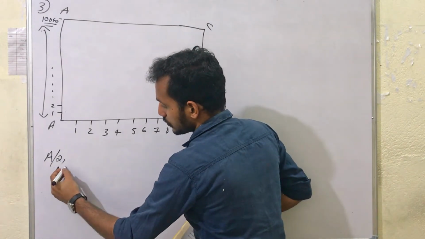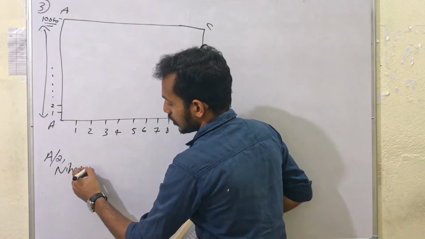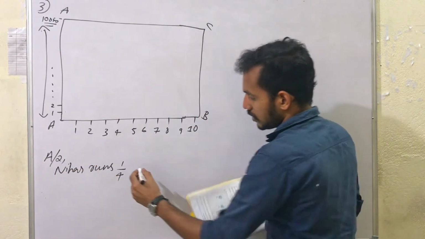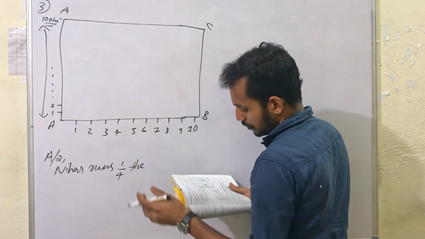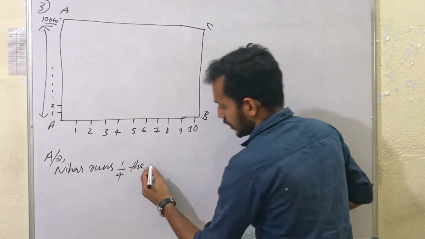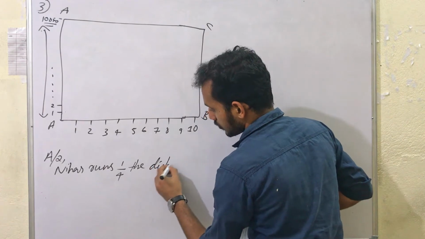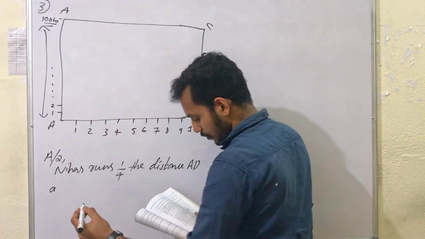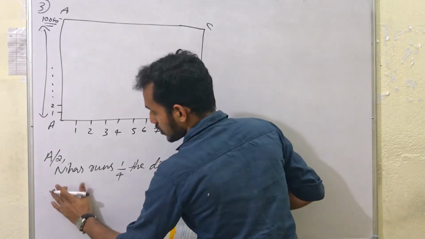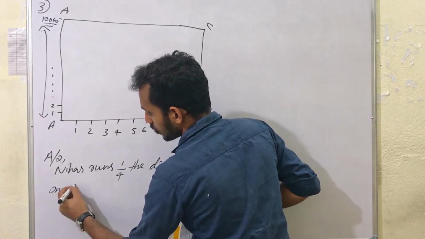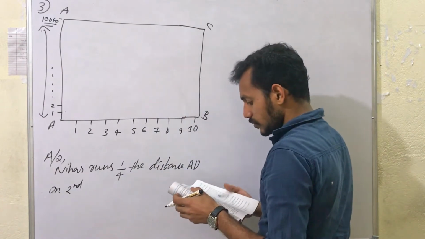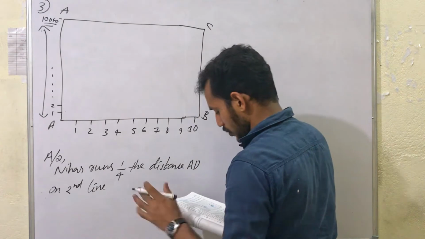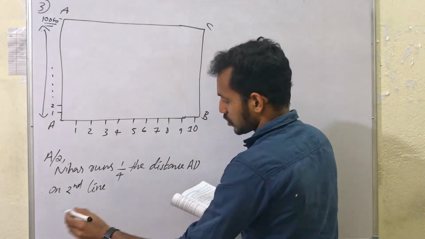Niharika runs 1/4 the distance AD on the second line. A very simple question, even though it is lengthy, and posts a green flag.